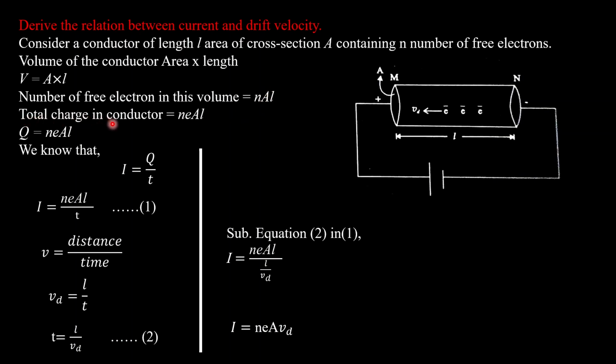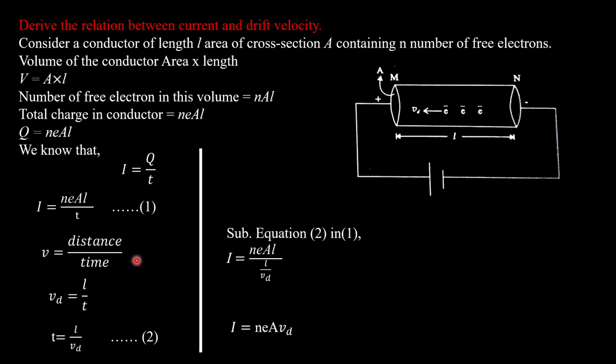The total charge in a conductor: each electron carries a charge that is represented by e. So the total charge in the conductor is n into e into A into L. That is represented by Q. The total charge Q is equal to nеAL. Now we know the basic formula, I is equal to Q by T. Just substitute Q that we have obtained, Q is equal to nеAL. So I is equal to nеAL divided by T. That is what we have as equation 1.